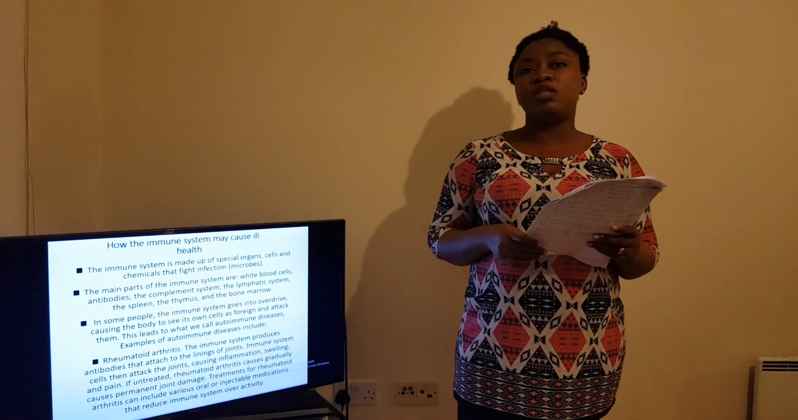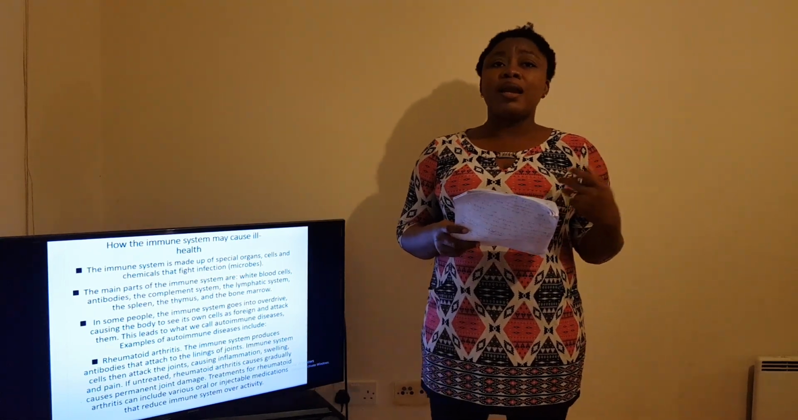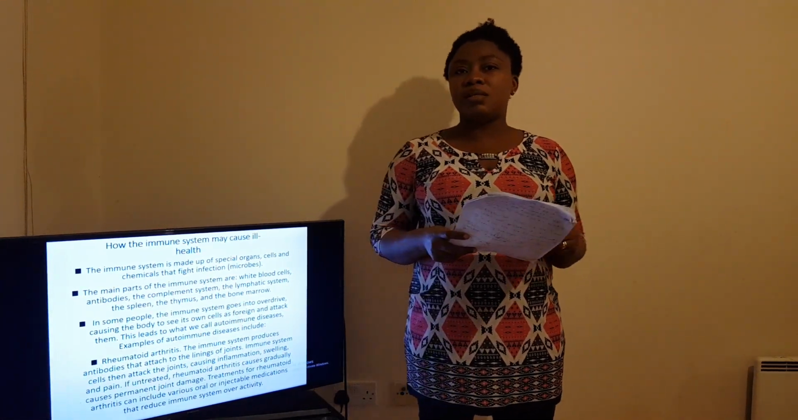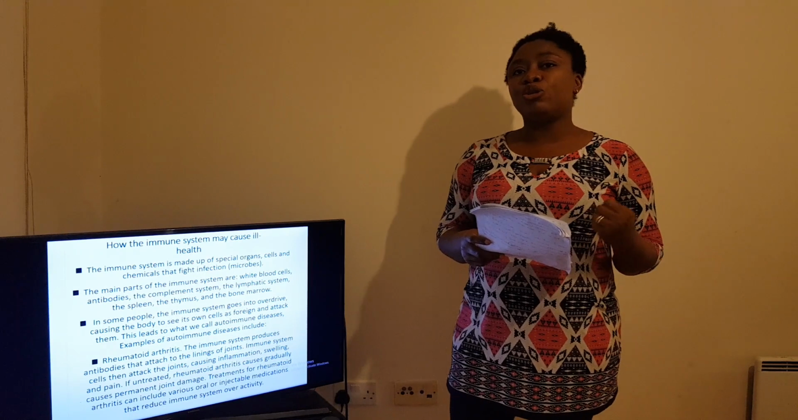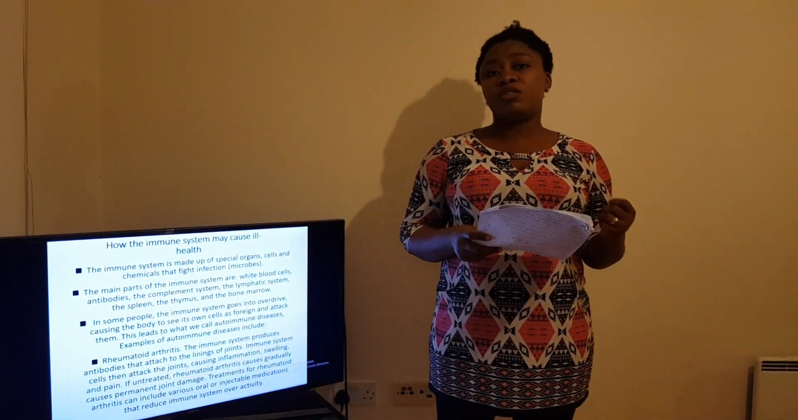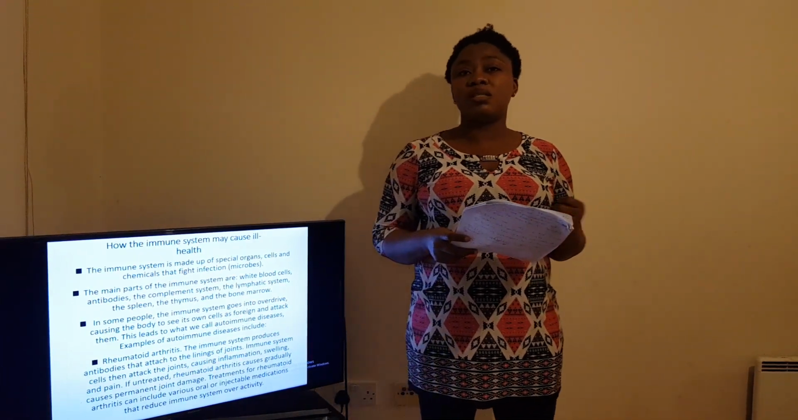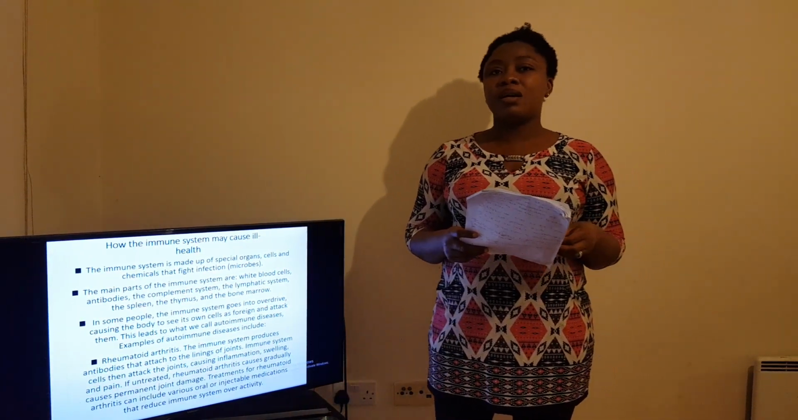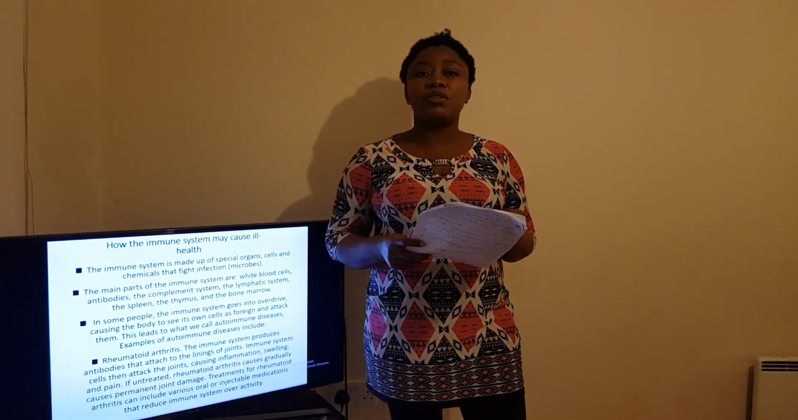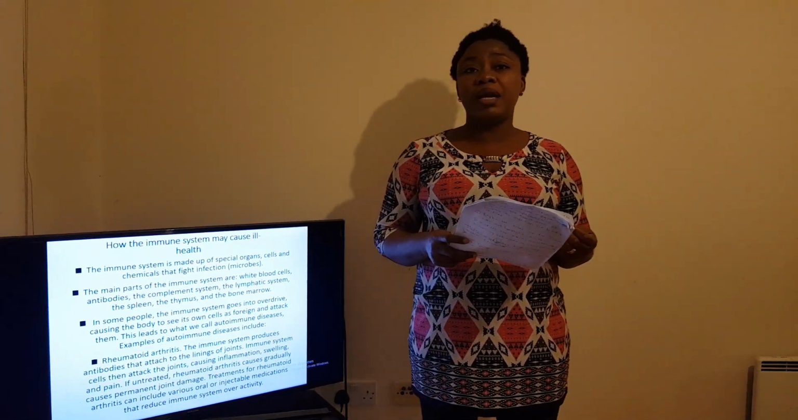In some people, the immune system goes into overdrive, causing the body to see its own cells as foreign and attack them. This leads to what is called autoimmune disease. Examples of autoimmune disease include rheumatoid arthritis. The immune system produces antibodies that attach to the lining of the joint. Immune system cells then attack the joint, causing inflammation, swelling, and pain.